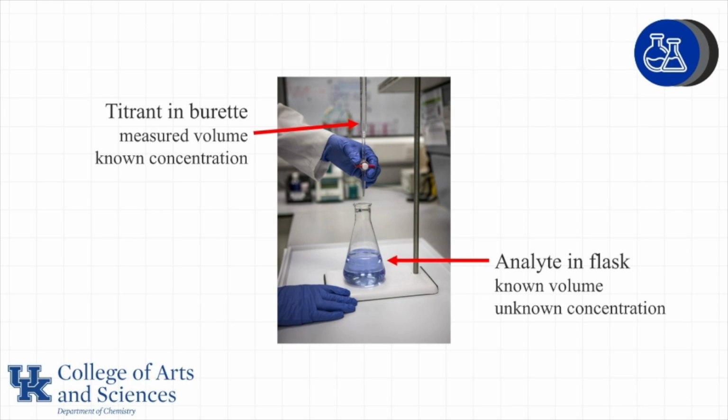When we set this up, we have what's called the titrant in the burette. A burette allows us to slowly dispense the solution of known concentration and has markings so we can measure the exact amount that was dispensed. In the flask below it is what we call the analyte. We know the volume, but we don't know the concentration.